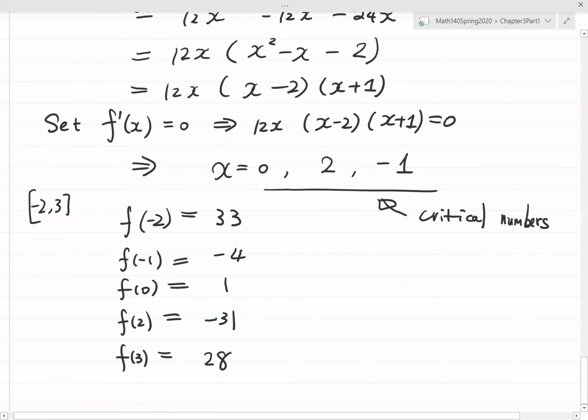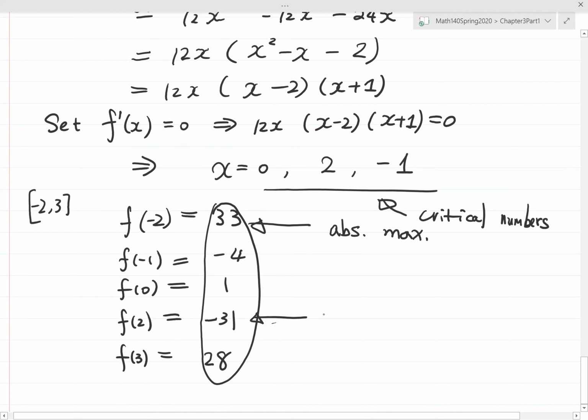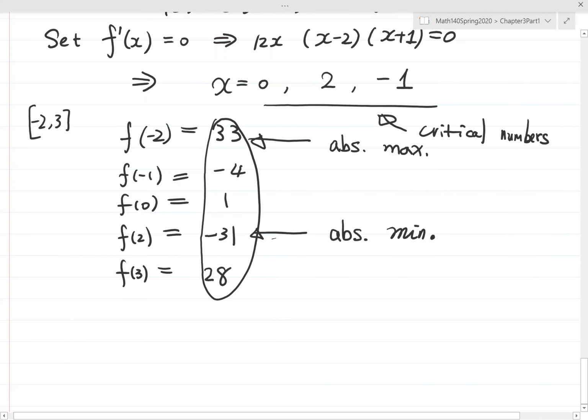And then we compare all the values. We see we have absolute maximum. We compare all the values here on the right. So this 33 gives us absolute or global max. And then this negative 31 gives us the absolute minimum. Okay, then we are done for this problem. So the function achieves maximum 33 at negative 2 and achieves absolute minimum at 2. The minimum is negative 31.